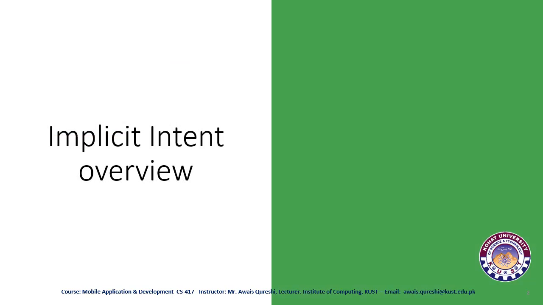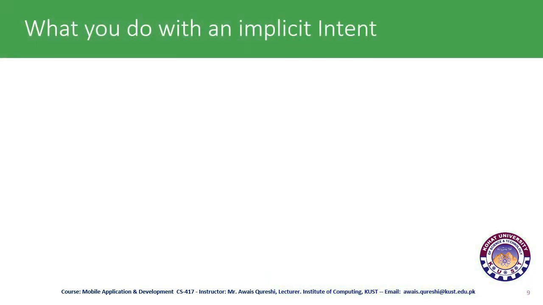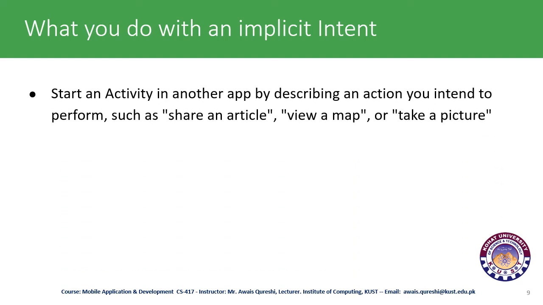So now let's see what an implicit intent is in more detail. What are the functionalities with the help of which we can use implicit intents? Implicit intents start an activity in another app by describing an action you intend to perform, such as share an article, view a map, or take a picture. So these are called actions.